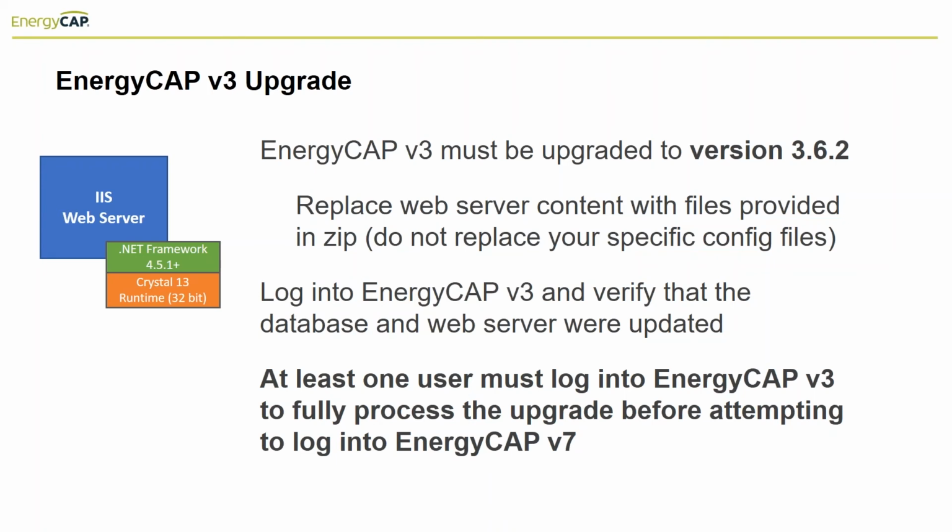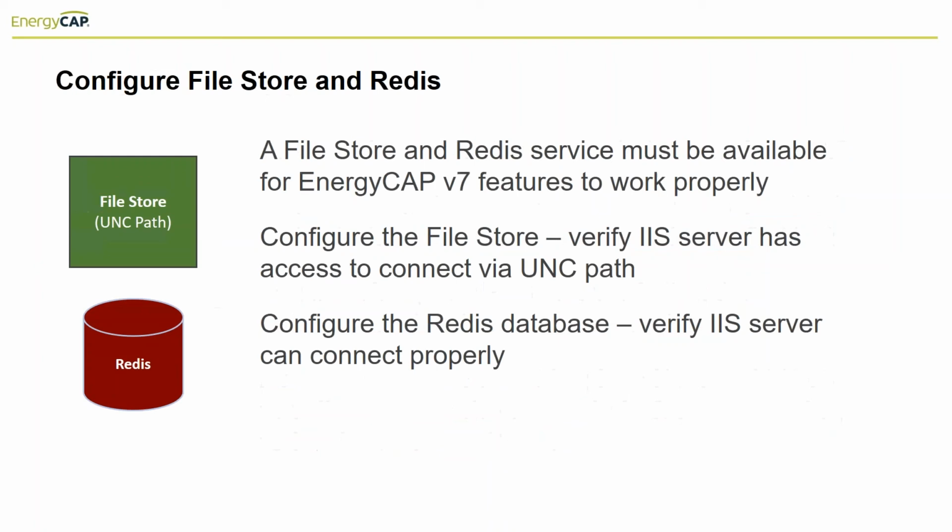So now we're going to switch gears from upgrading the EnergyCAP database and EnergyCAP version 3 to some of the new components that are required as part of EnergyCAP version 7. I mentioned both of these before, but we'll reiterate the purpose of the file store is to have the ability for the application to store certain files that are processed by the users, as well as to generate certain logs of information based on their actions. Both the file store and the Redis service must be available for EnergyCAP version 7's features to work properly.